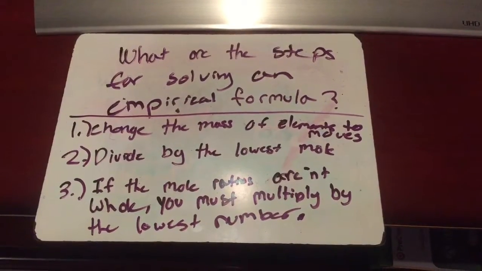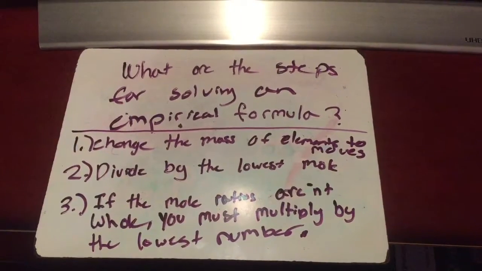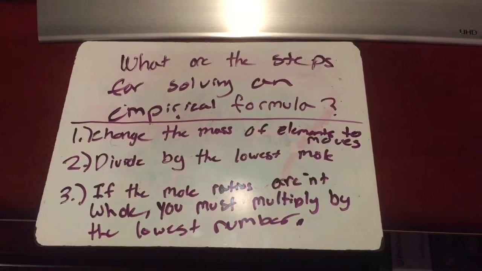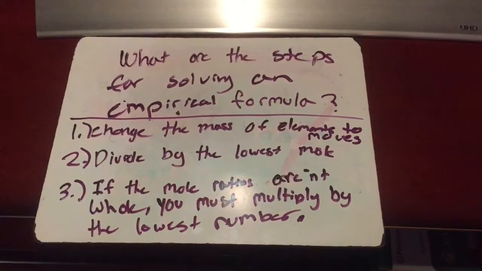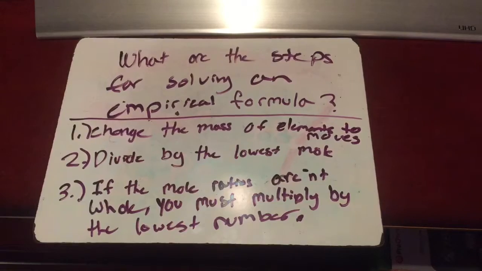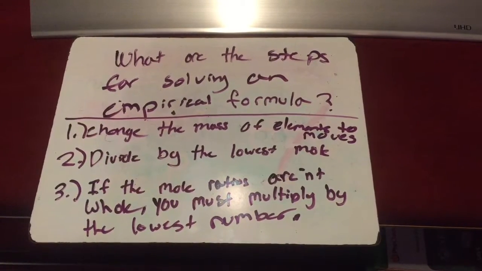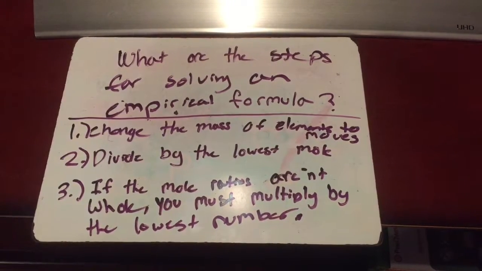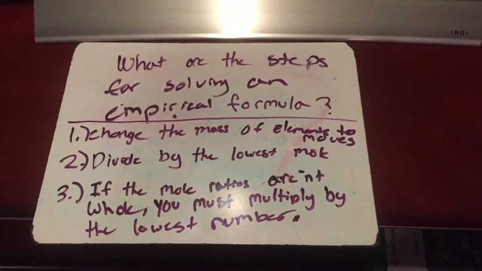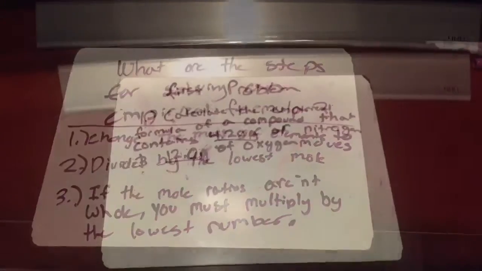So the first step would be to change the mass of the elements to moles. Your second step would be to divide by the lowest mole. The third step only happens in special cases: if the mole ratios aren't whole, then you must multiply by the lowest number. So let's do a few now.